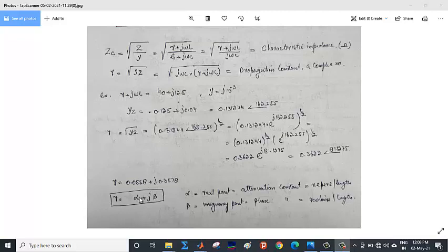I will come to this alpha later. For the time being, just remember this: gamma has two parts, one real and another imaginary. The real part is known as the attenuation constant with units Nepers per unit length, and the imaginary part is known as the phase constant with units radians per unit length.